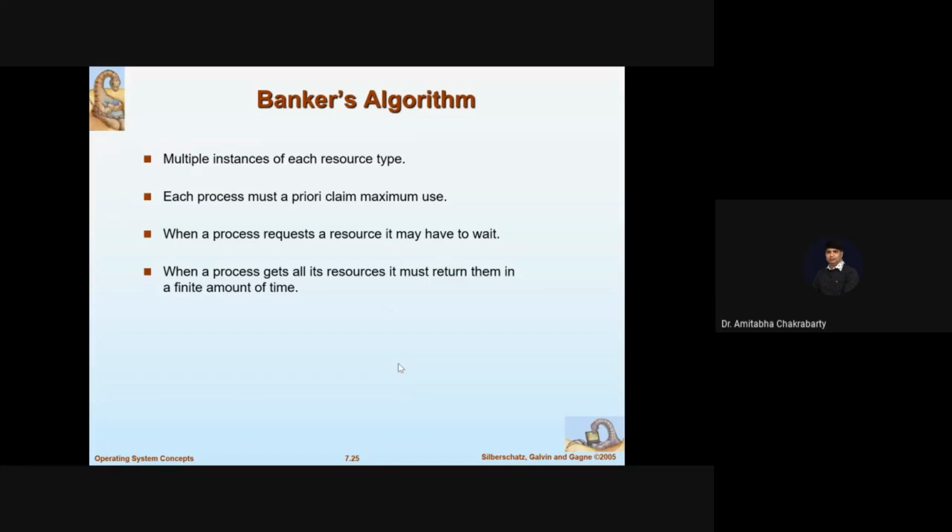And then when a process gets all its resources, it must return them in a finite amount of time, which means we have always discussed that when a process is done, it just releases its resources. So this is what it says in point 4, that when a process gets all its resources, it must return them in a finite amount of time, which means after a certain time, when the process is done working with the resources, it will release the resources.